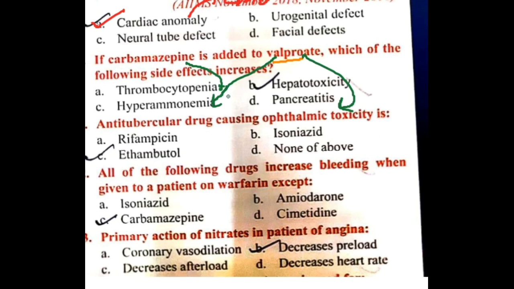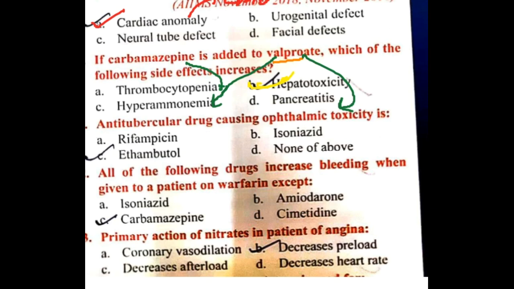Both carbamazepine and valproate will cause hepatotoxicity. Hepatotoxicity is a side effect of both valproate and also carbamazepine. Both these will increase the hepatic toxicity.